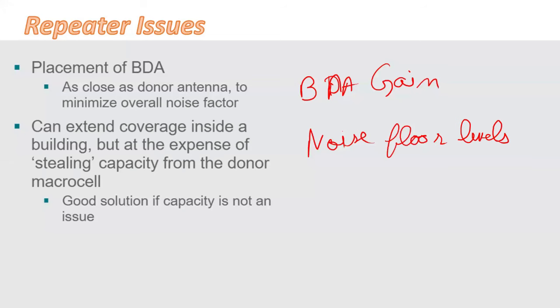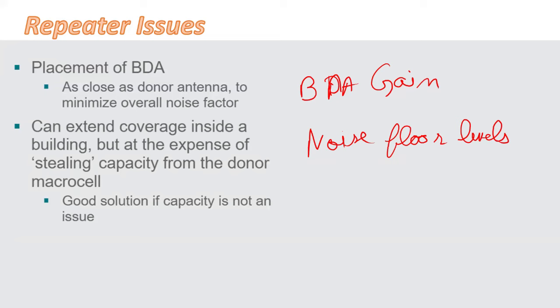And then we have to take care of automatic gain control as well for a repeater solution. Then placement of the BDA is also very important. It is recommended that it should be placed as close to the donor antenna as possible, because then we can minimize our losses and our noise factor.